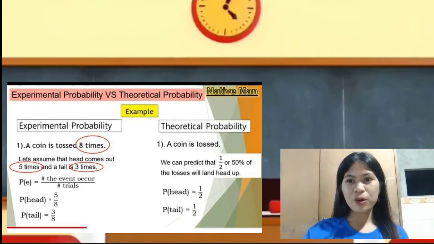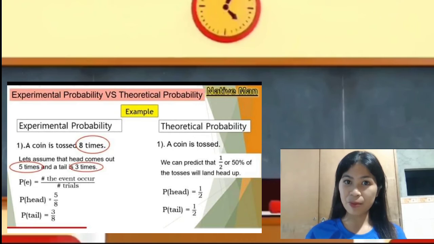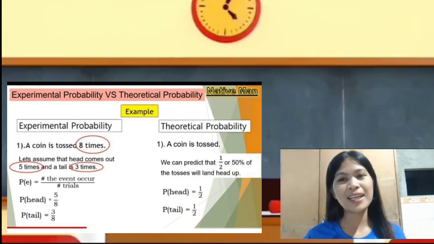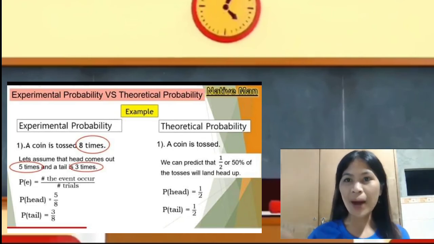So I have here also the example of theoretical probability. How about theoretical probability? If I give you an example, number one, a coin is tossed. Earlier, in the experimental probability, it was stated how many times the coin was tossed, 8 times. But in theoretical probability, it is not stated how many times the coin is tossed. It is just, a coin is tossed. So when we toss a coin, there are only two possibilities that can happen. It's either head or tail.